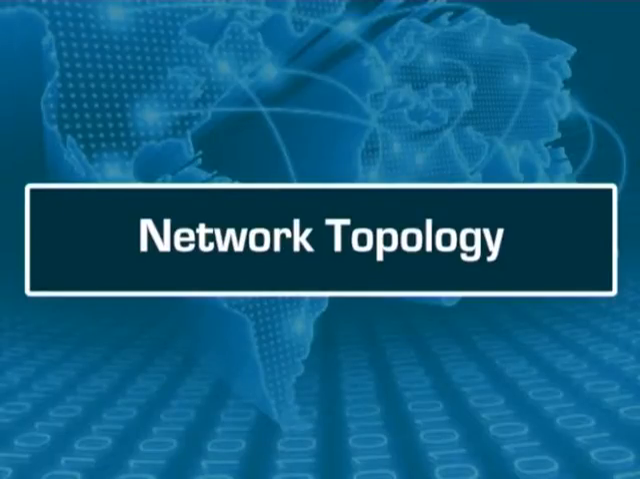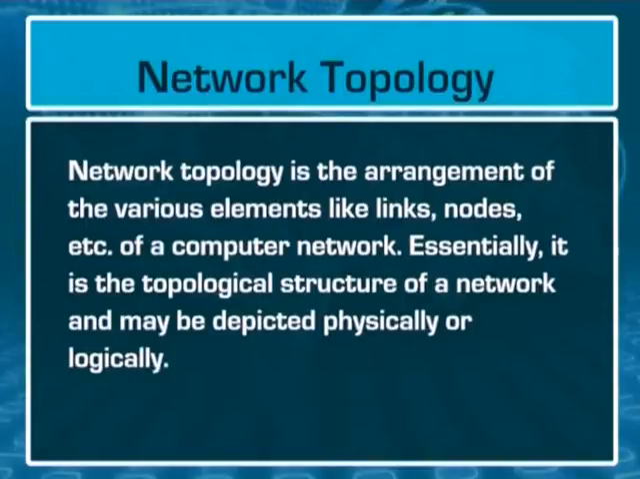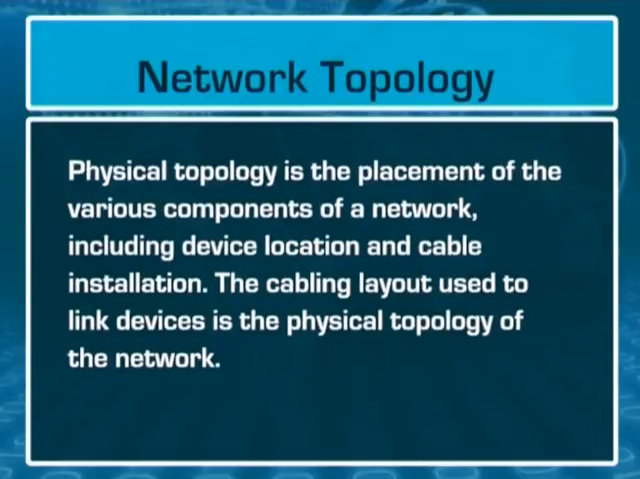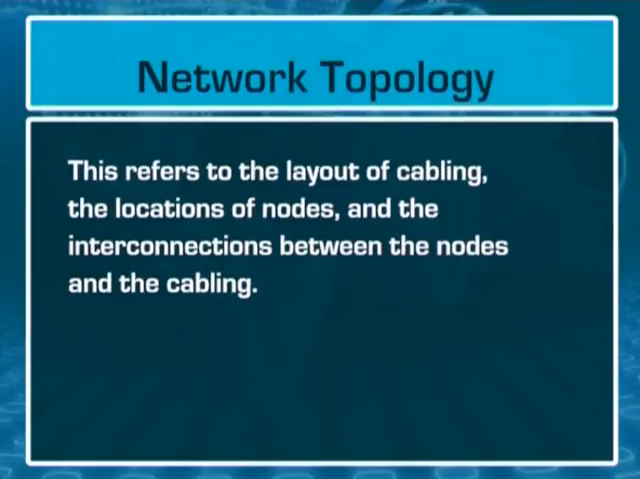Now let us discuss the topology of a network. Network topology is the arrangement of the various elements like links, nodes, etc. of a computer network. Essentially, it is the topological structure of a network and may be depicted physically or logically. Physical topology is the placement of the various components of a network, including device location and cable installation. The cabling layout used to link devices is the physical topology of the network. This refers to the layout of cabling, the locations of nodes, and the interconnections between the nodes and the cabling.